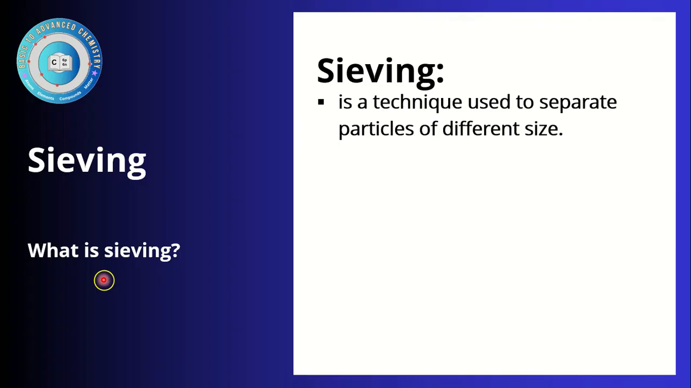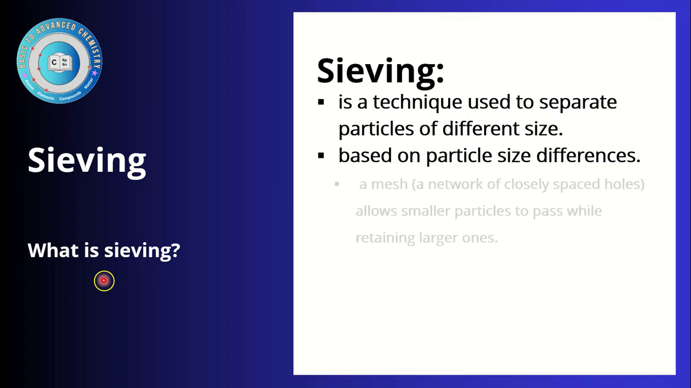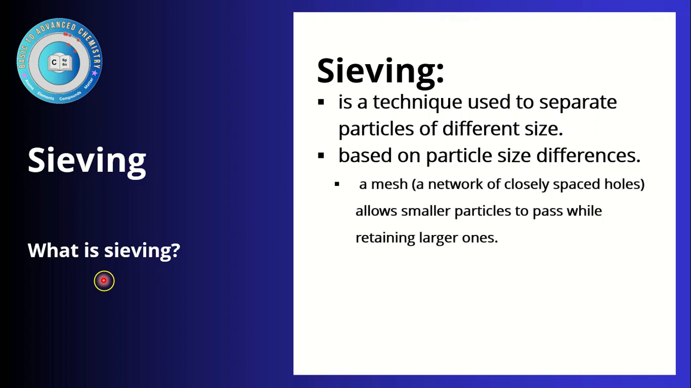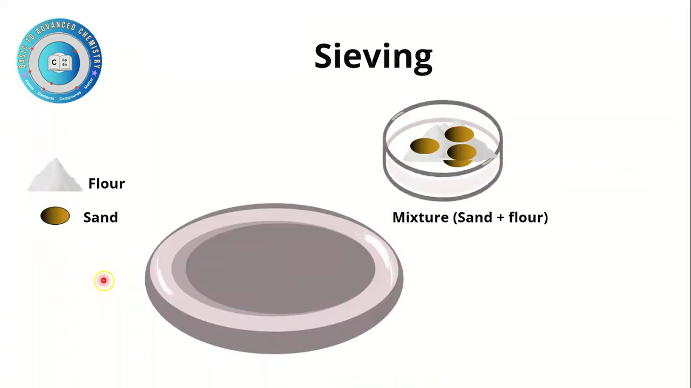The last one is sieving. What does sieving mean? Sieving is a technique used to separate particles of different size. The principle of sieving also depends on the particle size difference of the components of the mixture. So a mesh which has many holes allows smaller particles to pass while retaining larger ones. By using this technique, we can separate sand from flour. So let us see how sieving works.